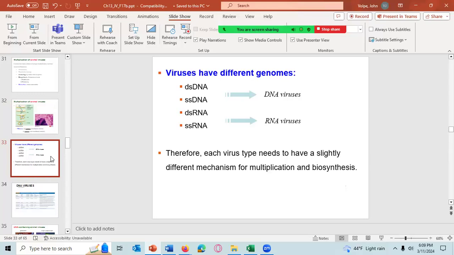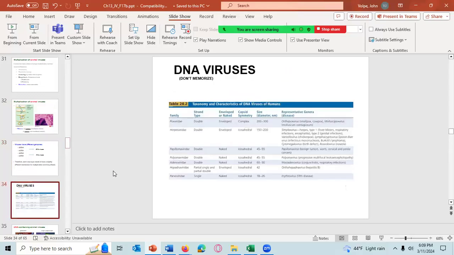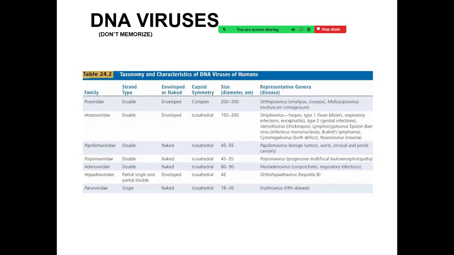All right, so viruses have different genomes. Depending on the genome, you have to have a different replication strategy. So there are different mechanisms for multiplying the viral genome. Let's talk about the DNA family of viruses. There are 7 DNA family viruses that infect animal cells that cause disease in humans.